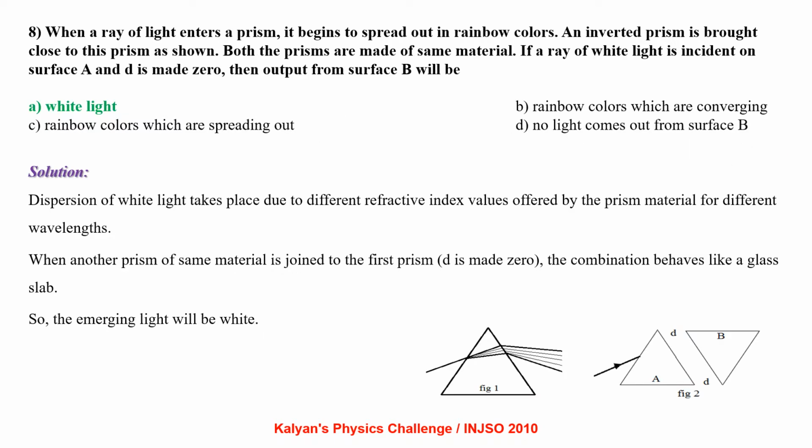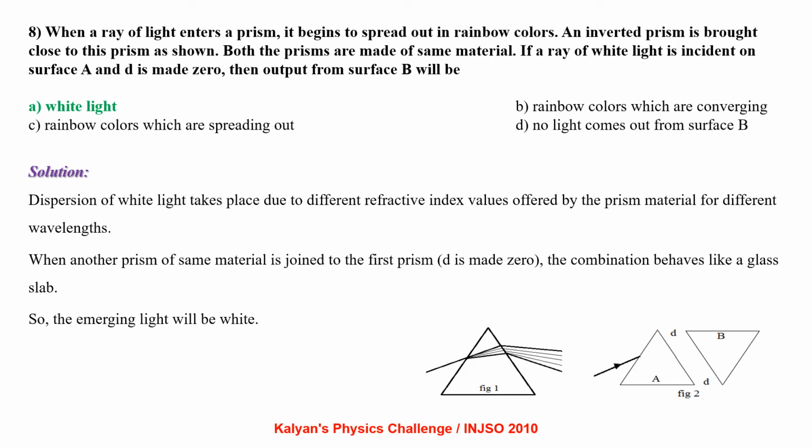When a ray of light enters a prism, it begins to spread out in rainbow colors. An inverted prism is brought close to this prism as shown. Both the prisms are made up of the same material. If a ray of white light is incident on the surface of A and D is made 0, then the output from surface B will be.